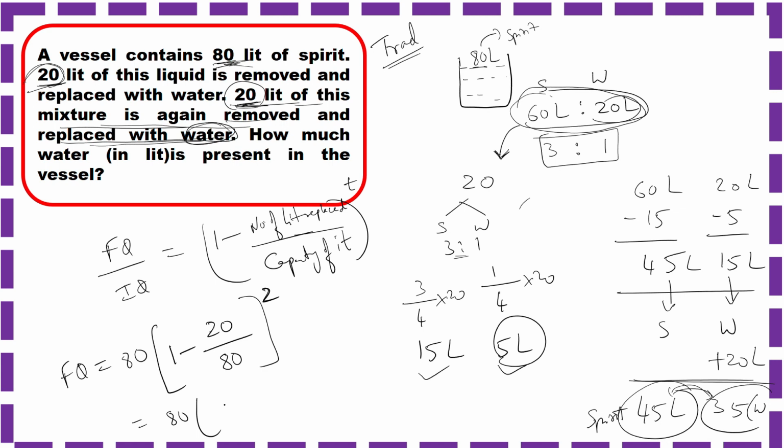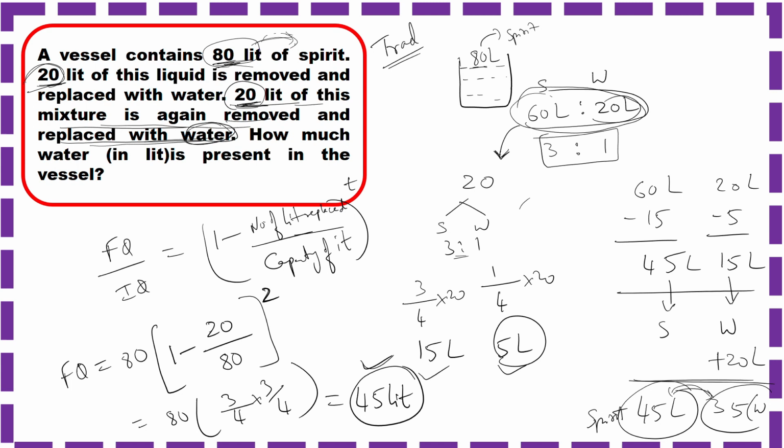80 into, take LCM, and we will get 3 by 4 into 3 by 4, and after calculation we will get 45 liters. What is this 45 liters? See, at first we took spirit, right? Spirit, we have completely taken spirit. We did not take the value of water. We do not know the value of water. So 45 liters will be the value of spirit.